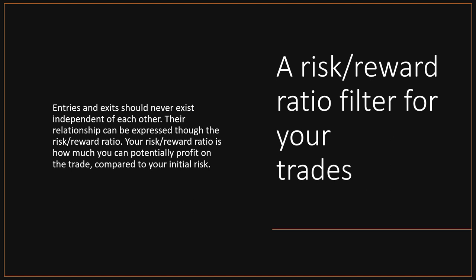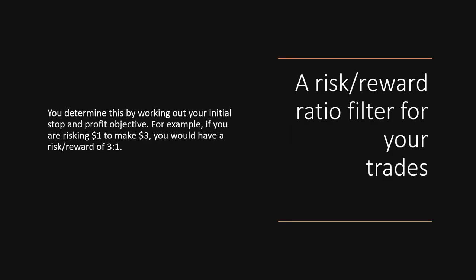So you need to be able to set a specific entry price so that you can fill in your risk reward ratios. Entry and exit should never exist independent of each other. That's why I couldn't just break this class in half. Their relationship can be expressed through the risk reward ratio, which is how much you can potentially profit on the trade compared to your initial risk. In order to do that, you have to have an entry point. You determine this by working out your initial stop and profit objective. For example, if you are risking $1 to make $3, you should have a risk reward ratio of 3 to 1.